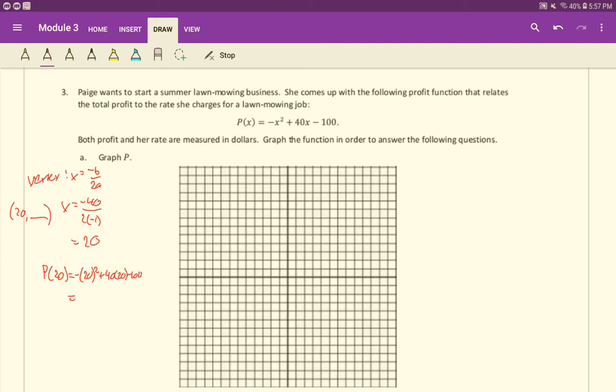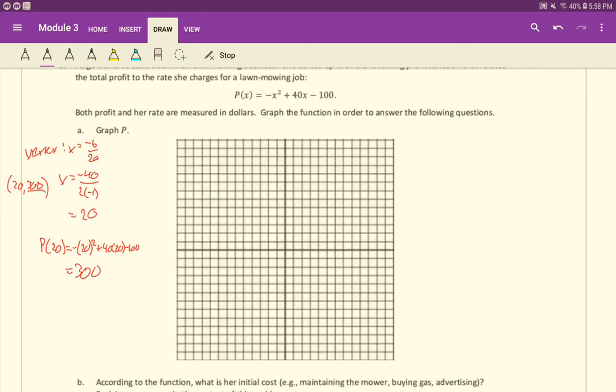Okay, so negative 400, so what does that equal? We'll type that in our calculator here just for speed of calculation. Okay, it's 300. Okay, so that's good to know. Let's see here. Make a table with 20, comma 300.